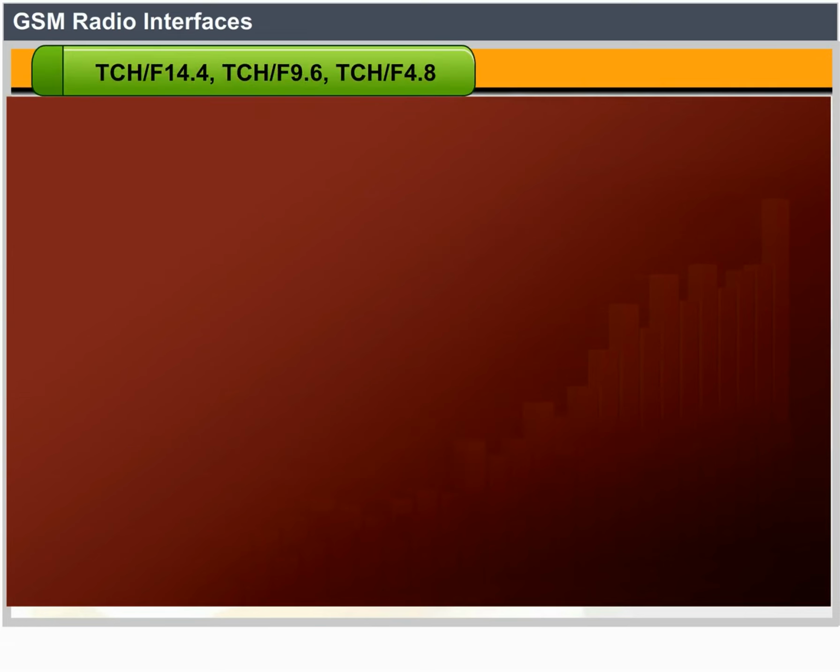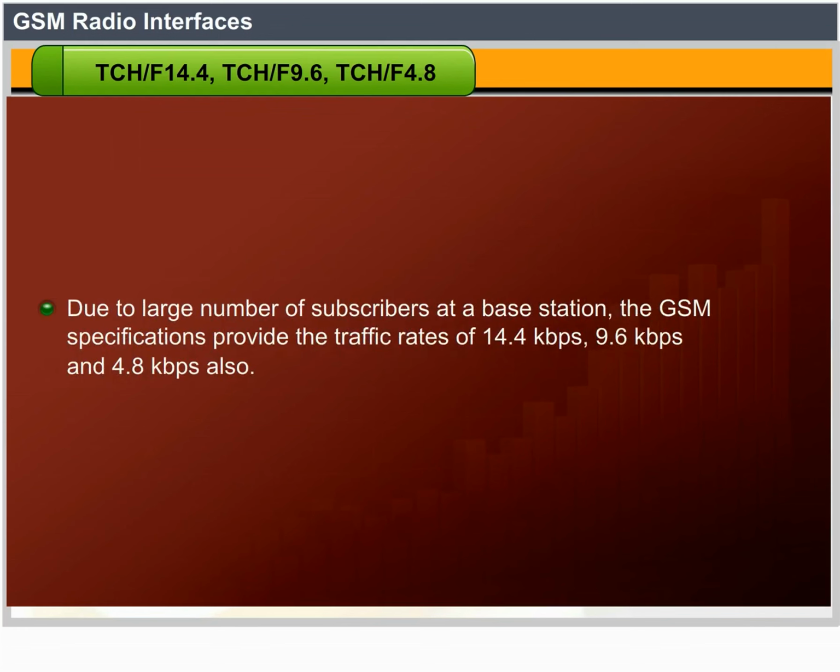TCH/F14.4, TCH/F9.6, TCH/F4.8. Due to the large number of subscribers at a base station, the GSM specifications provide for the traffic rates of 14.4 kbps, 9.6 kbps and 4.8 kbps also.